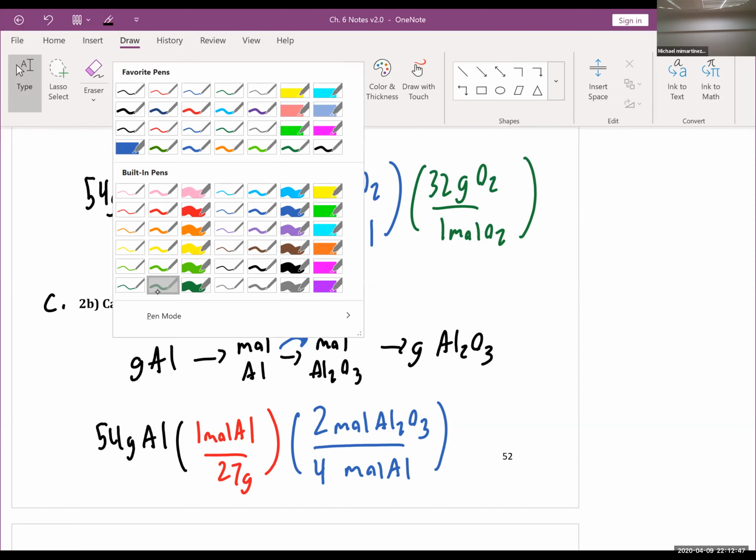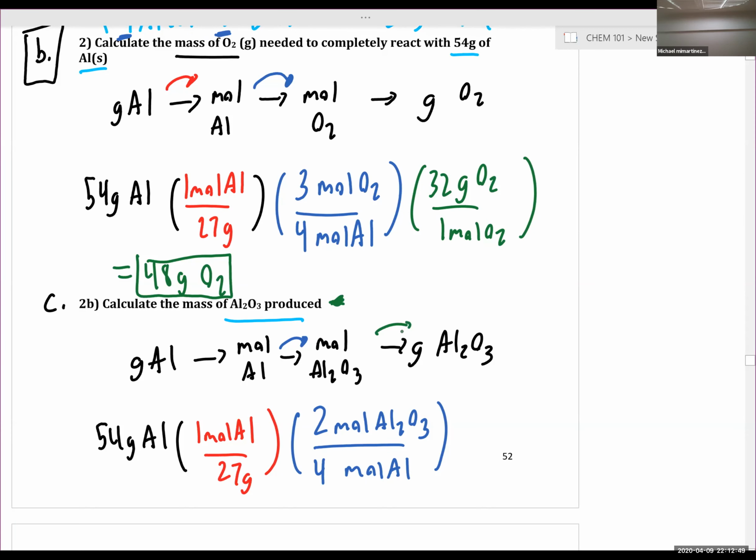Finally, if we want to calculate the grams of aluminum oxide, how many grams of aluminum oxide do we have per mole? Well, from here, my question to all of you is, what is the molar mass of aluminum oxide? Let's take a moment to calculate the molar mass of aluminum oxide. And don't be shy to type it in the chat.